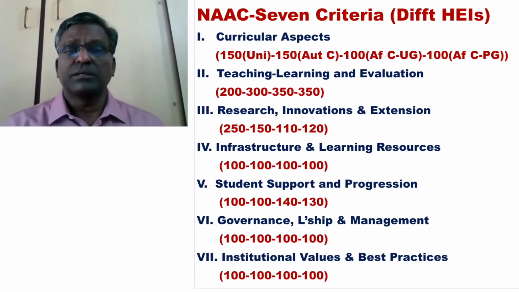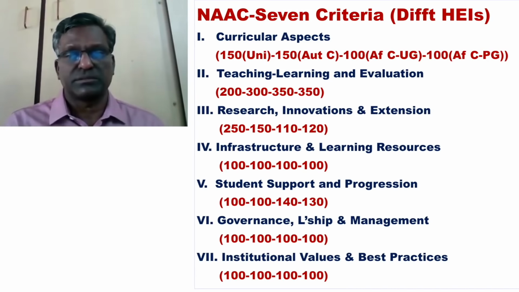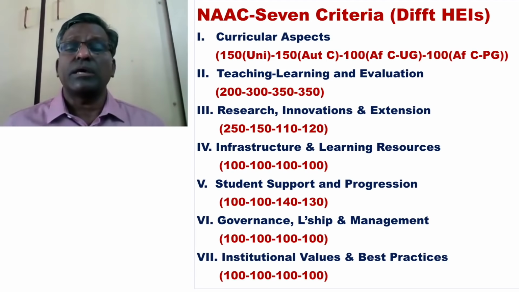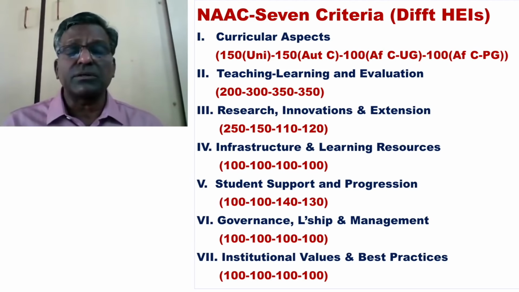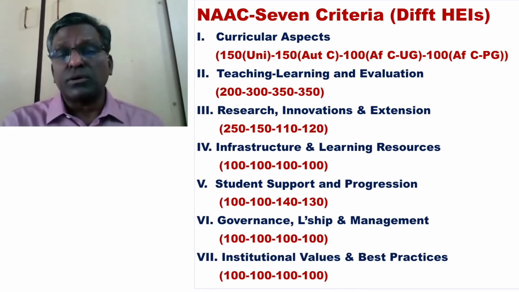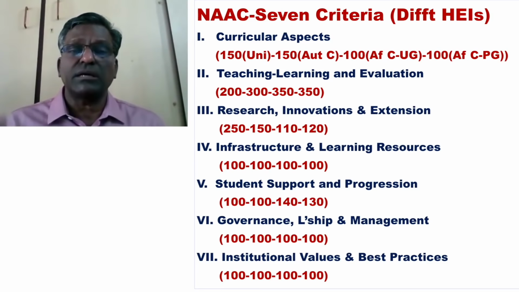Now, the same thing, but there is an additional piece of information. You will see some numbers here, and for each criterion, there are 4 numbers. So possibly you're wondering why these 4 numbers. Now, I made it very clear that whether it is a college or a university, whether it is an autonomous college or an affiliated college, whether it is a rural college or an urban college, for all higher educational institutions, NAAC follows 7 criteria.